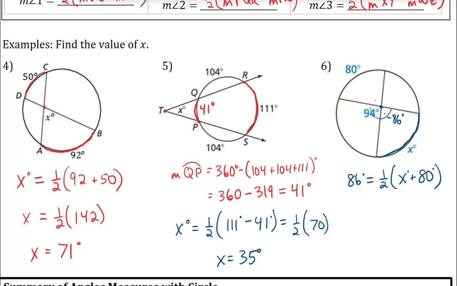Okay, now to solve for this, I'm not going to distribute. I'm going to multiply both sides by 2 to get rid of this fraction. If I distribute, I'm going to have to multiply by 2 later anyway, so I might as well do one less step. Multiply both sides by 2, we get 172 equals x plus 80, subtract 80, x is equal to 92.